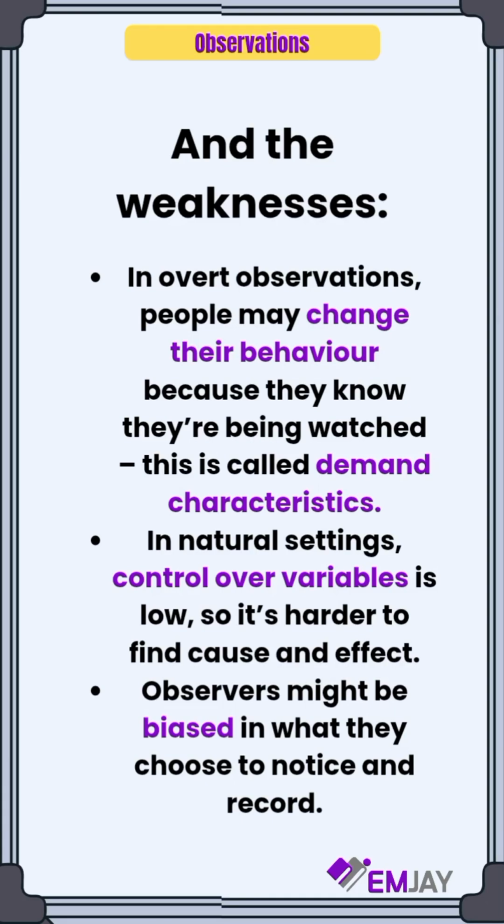And the weaknesses. In overt observations, people may change their behavior because they know they're being watched. This is called demand characteristics. In natural settings, control over variables is low, so it's harder to find cause and effect. Observers might be biased in what they choose to notice and record.